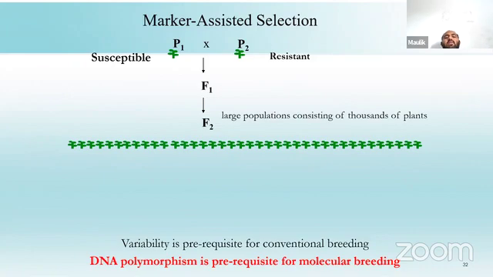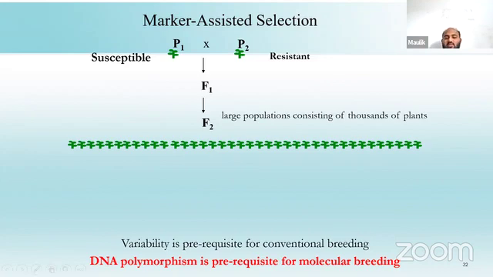Another technique is marker assisted selection. We use marker assisted selection when we know the actual linked gene or linked marker; without a linked marker we can't start our breeding program. So DNA polymorphism is a prerequisite for molecular breeding. At the conventional level variation is most, but at the DNA level, polymorphism is required for starting molecular breeding.